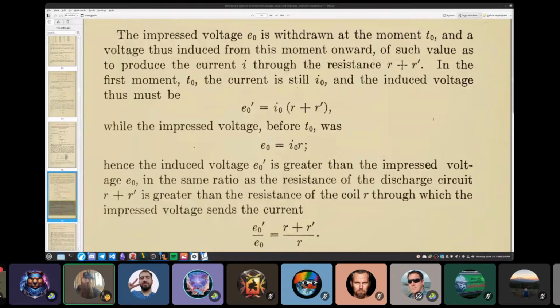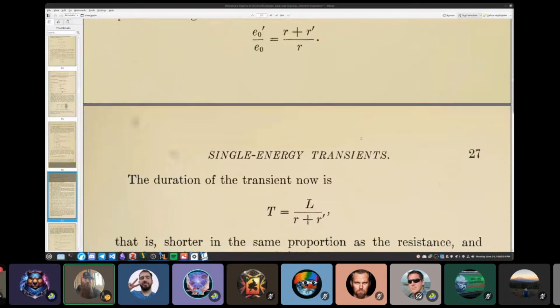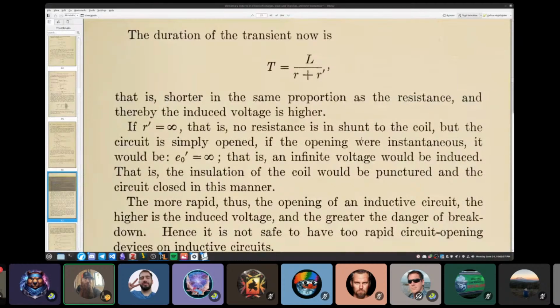Hence, the induced voltage E naught prime is greater than the impressed voltage E naught in the same ratio as the resistance of the discharge circuit R plus R prime is greater than the resistance of the coil R through which the impressed voltage sends the current. E naught prime over E naught equals (R plus R prime) over R. The duration of the transient now is T equals L over (R plus R prime). That is shorter in the same proportion as the resistance, and thereby the induced voltage is higher.